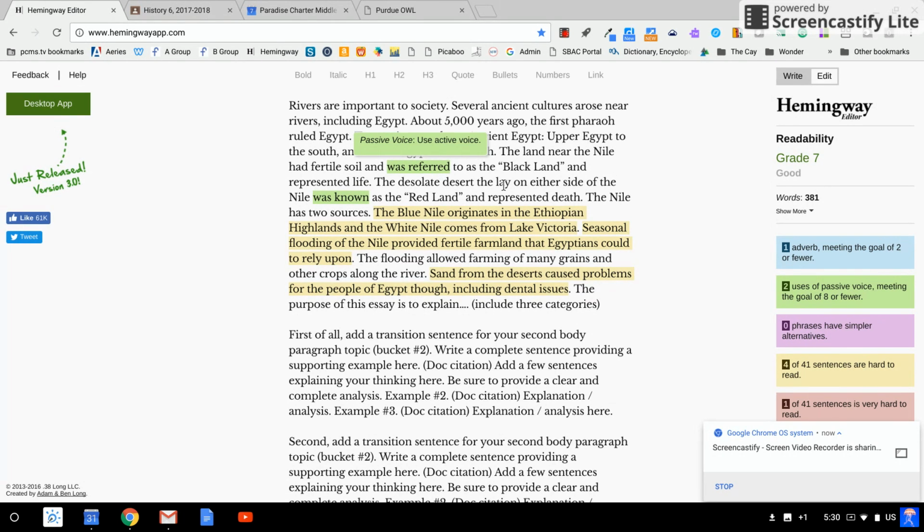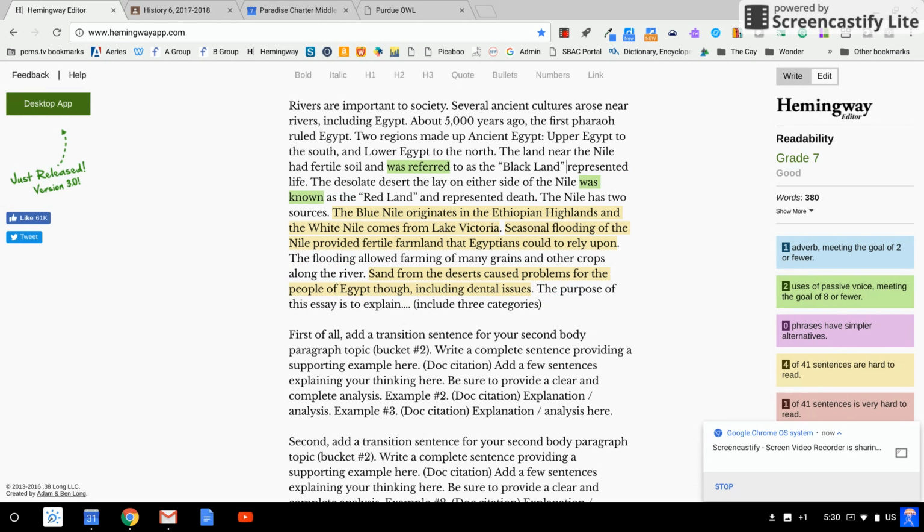Let's try to fix this one now. The land near the Nile had fertile soil and was referred to as the Black Land and represented life. Instead, we can start with the subject of the sentence. We can say, the Black Land represented life. I shouldn't have done that.